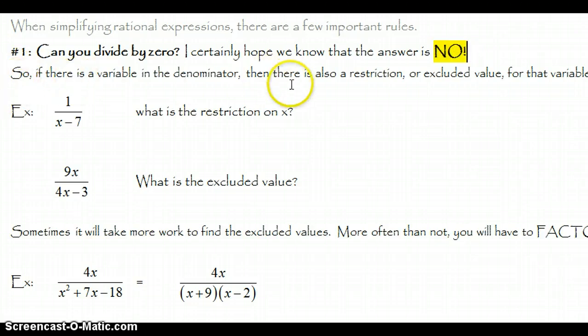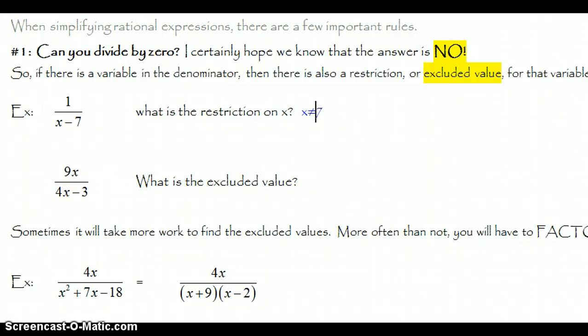So, if there is a variable in the denominator, it means that there is a restriction or an excluded value for that variable. So in this case, if we looked at this example, 1 over x minus 7, if they asked you what is the restriction on x, we would look and we'd say, well, what would it take to make this denominator equal 0? And that will give us x equals 7. So what it really means is that x cannot actually equal 7.